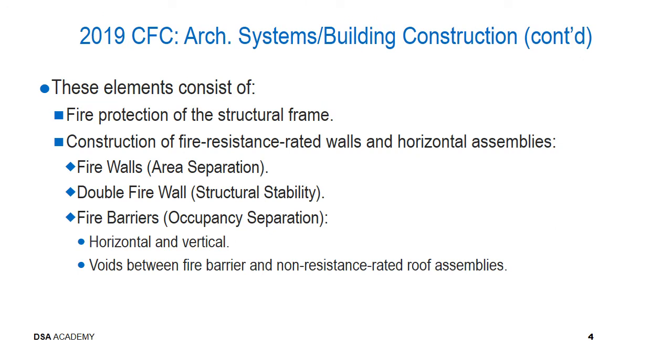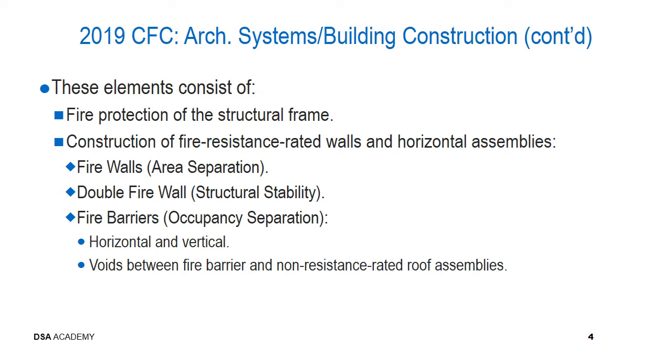Architectural systems and building construction elements can consist of the fire protection of the structural frame, construction of any fire resistance rated walls and horizontal assemblies. Firewalls, formerly known as area separation walls, are used to separate buildings into allowable areas or separate different types of construction. NFPA 221, an acceptable design alternative, permits a double firewall to be provided. All firewalls must meet the structural stability requirements of the building code.